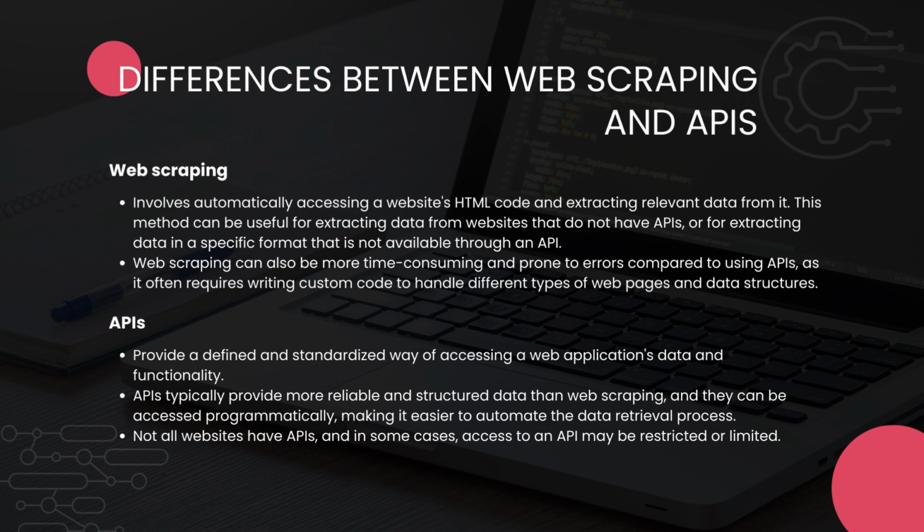APIs, on the other hand, provide a defined and standardized way of accessing a web application's data and functionality. APIs typically provide more reliable and structured data than web scraping, and they can be accessed programmatically, making it easier to automate the data retrieval process. However, not all websites have APIs, and in some cases, access to an API may be restricted or limited.